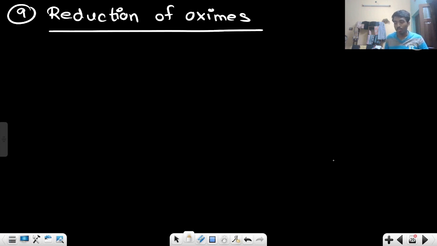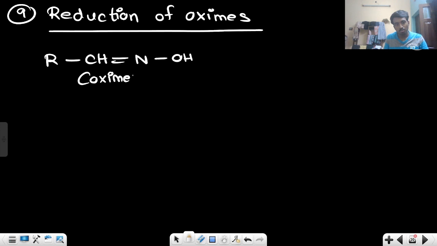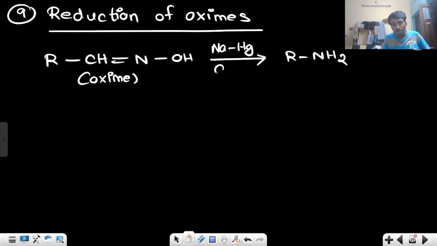Oximes, reduction of oximes. RCH double bond NOH. This is an oxime. If you reduce an oxime, you will get an amine. Okay, for oximes, the reducing agent we use is sodium amalgam in alcohol. Any other reducing agent is possible. So oximes when reduced give amine, which is reduction of oxime. Simple. Okay, next one.